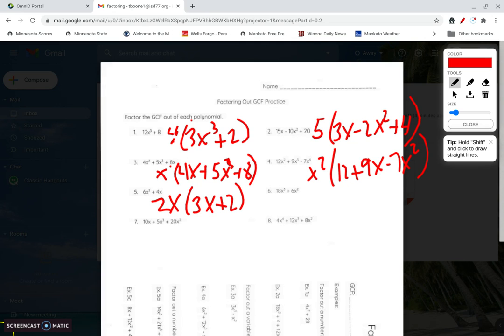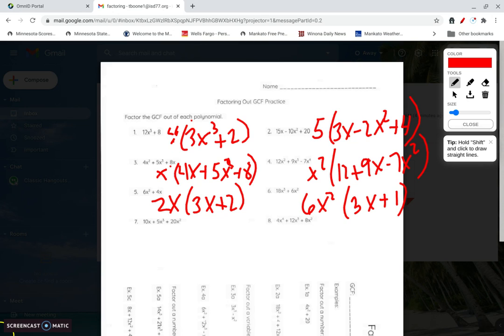What about number 6 here? 18x to the third, 6x squared. I think we can take a 6 out of both of those and an x squared. And what we have left is a 3x. Well, let's see, I took a 6 and the x squared, so what's left is 1. Yeah, if everything goes out of there, that's multiplied by 1.